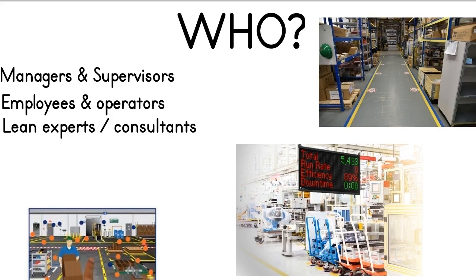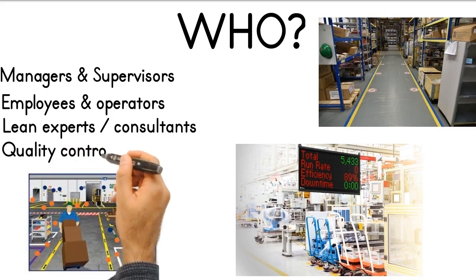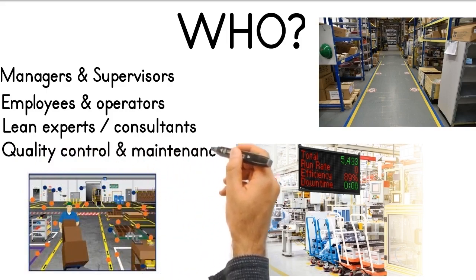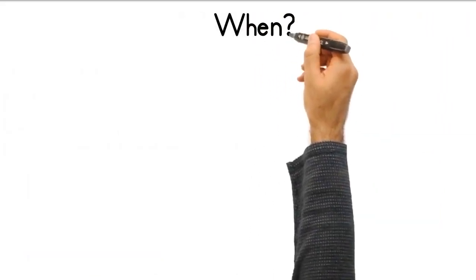Quality control and maintenance teams. These teams may also use visual management to track quality indicators or identify when maintenance or inspections are required. Visual management involves all levels of an organization, from the leadership team implementing visual systems to the workers who rely on them for daily operations. When is visual management used?